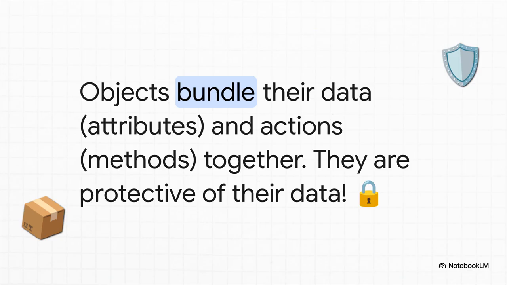Now, here is a really, really important idea in OOP. Objects don't just have data and actions, they bundle them together into one neat, self-contained package. And they're pretty protective of their data. They don't just let any other part of the program come in and mess with it directly. This idea is called encapsulation. It's like building a little protective bubble around the object's core information.